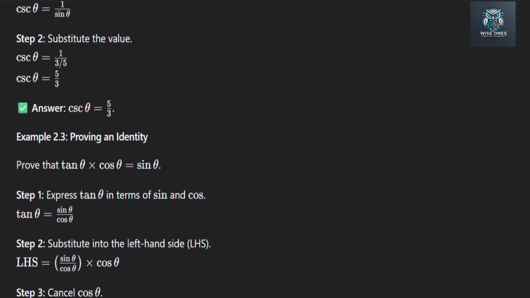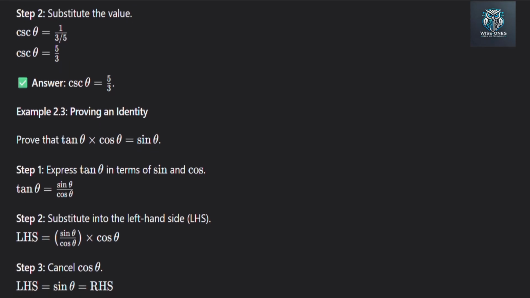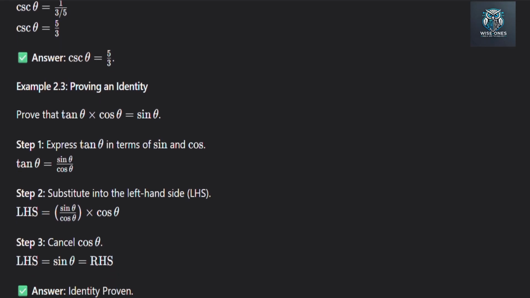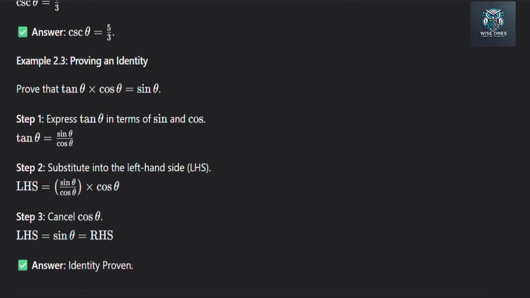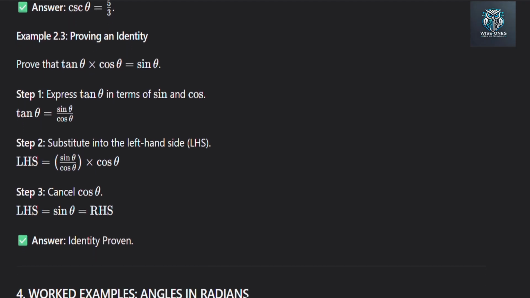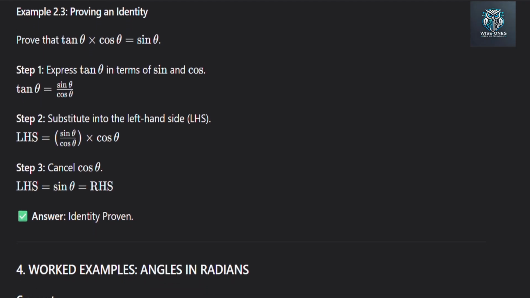Now let us look at example 2.3, proving an identity. The question is, prove that tangent theta times cosine theta equals sine theta. To prove something, we start with one side and try to make it look like the other side. Let us start with the left-hand side.